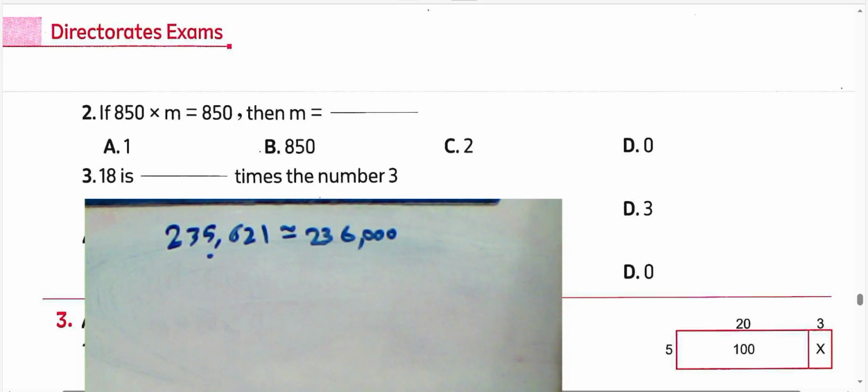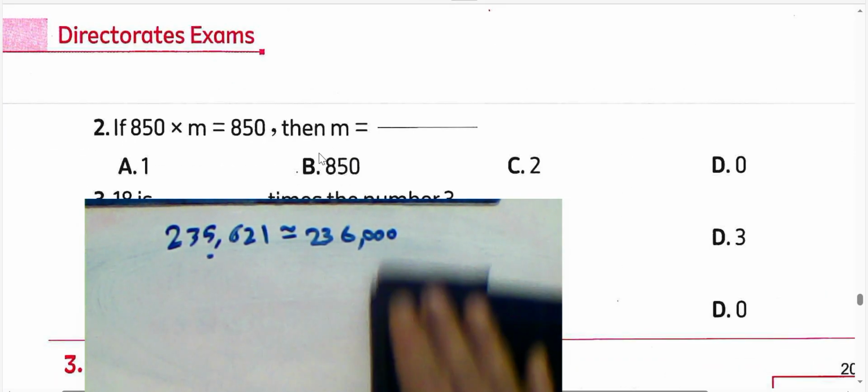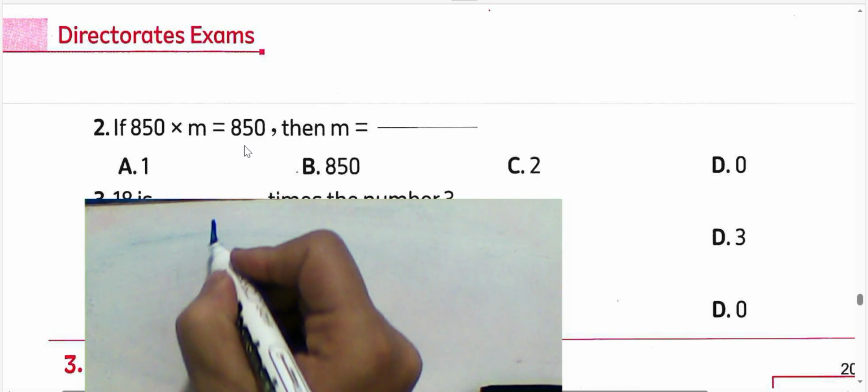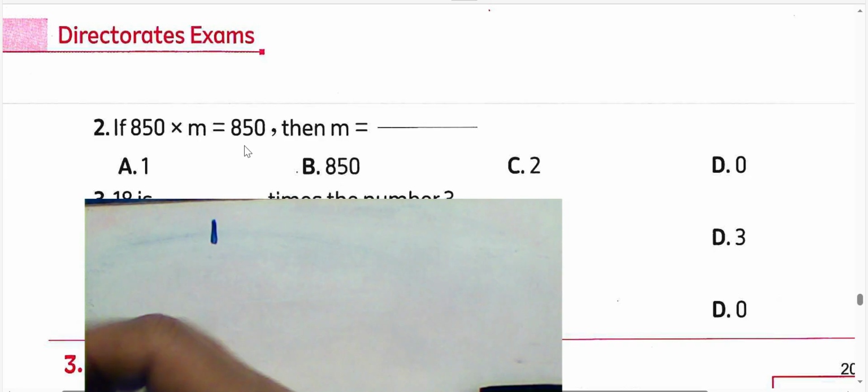Next question. 850 times m equals 850. Any number multiplied by 1 is equal to the same number, because 1 is the multiplicative identity. For addition we must choose 0, but here we have a product. 850 times 1 equals 850. Choose 1. 1 times 850 equals 850 because 1 is a multiplicative identity.